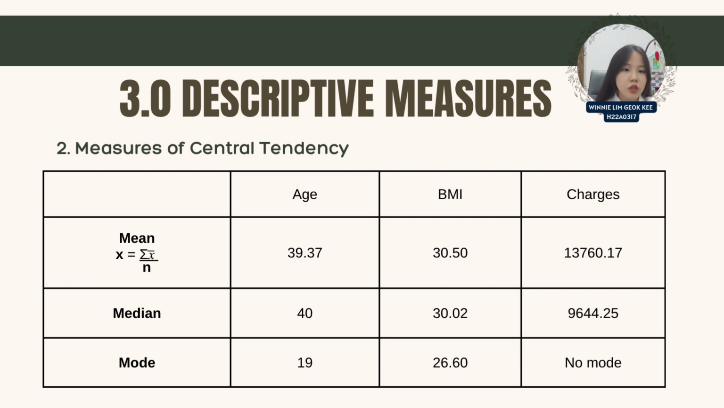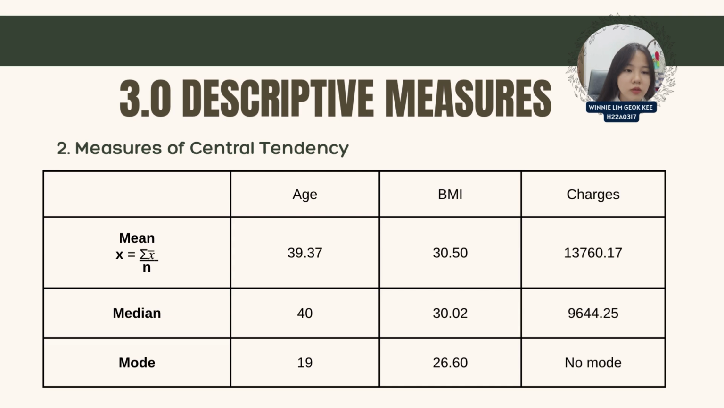Next. Measure of central tendency. The mean is the arithmetic average of a set of numbers, and it is calculated by summing all the values in the data and dividing by the total number of values. The median is the middle value in a dataset when the values are arranged in numerical order. If the dataset has an odd number of values, the median is the middle value. If the dataset has an even number of values, the median is the average of the two middle values. To calculate the median, you first need to arrange the values in numerical order and then locate the middle value or average of the middle values.